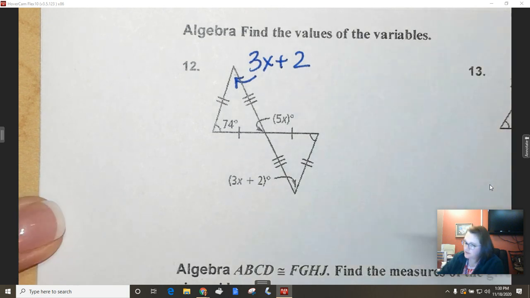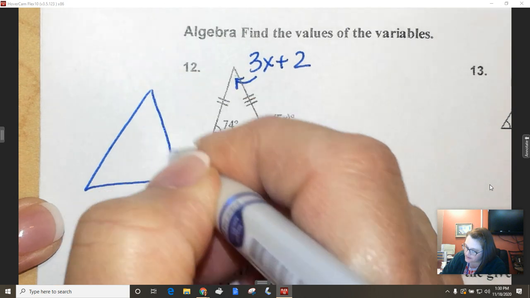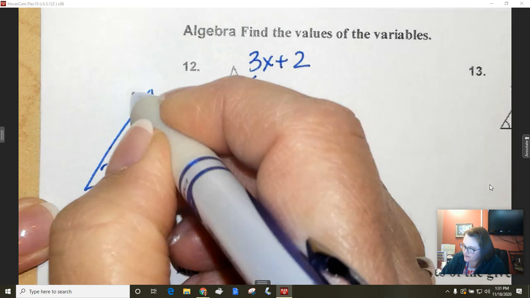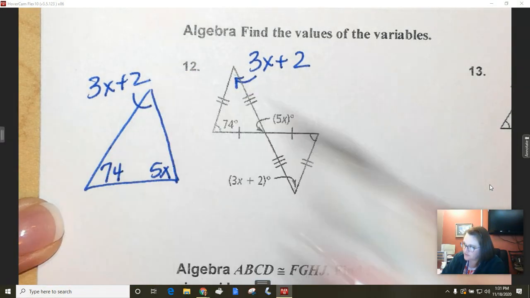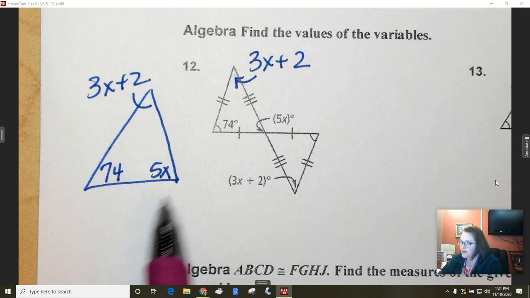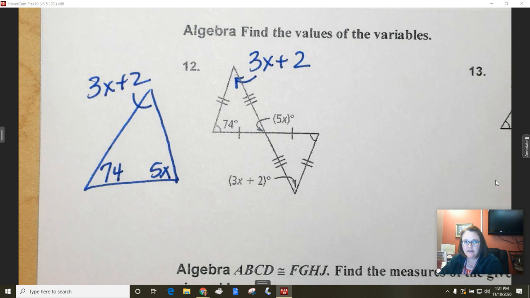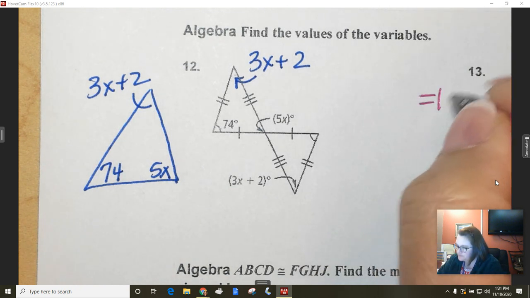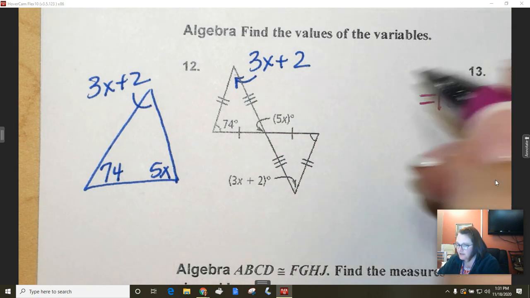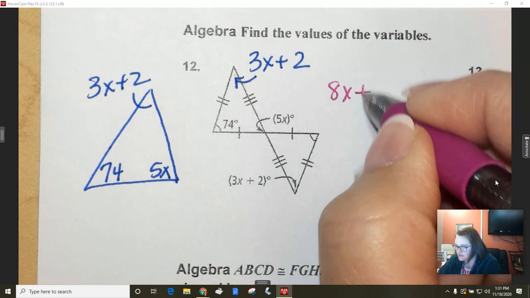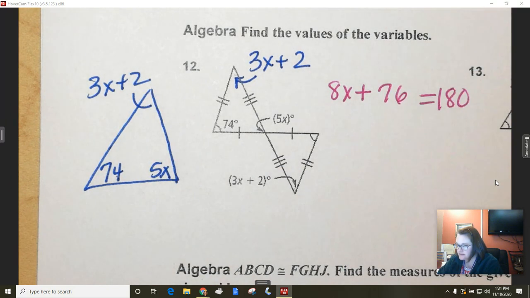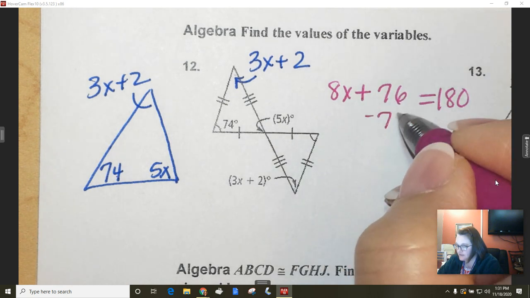All right, so now I'm going to draw this triangle over here just so we can see just one triangle. So this angle is 74, this one's 5x, and this is 3x plus 2. So when we have a triangle, remember the rule, all three angles have to add together to make 180. So if I add these together, I can combine 3x and 5x to get 8x, and I can combine 74 and 2 to get 76. Then solve the equation.